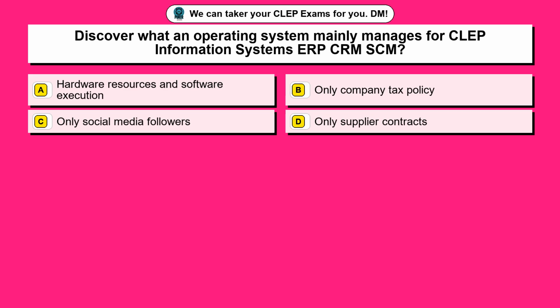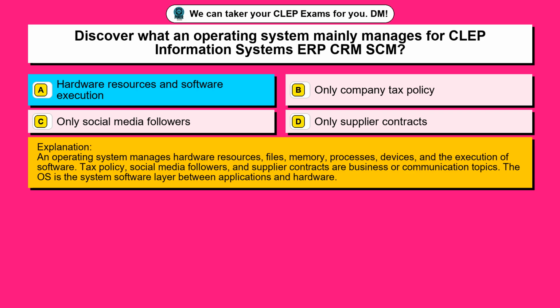Question 63. Discover what an operating system mainly manages for CLEP Information Systems ERP CRM SCM. Option A. Hardware resources and software execution. Option B. Only company tax policy. Option C. Only social media followers. Option D. Only supplier contracts. The correct answer is option A. Hardware resources and software execution.